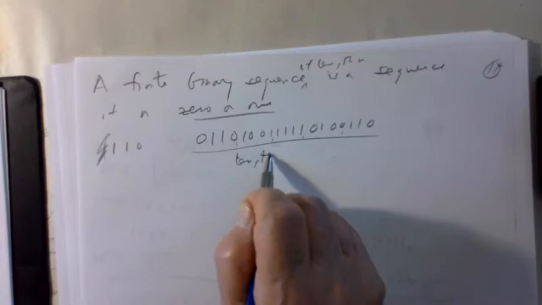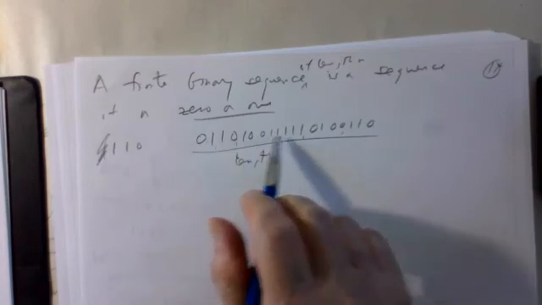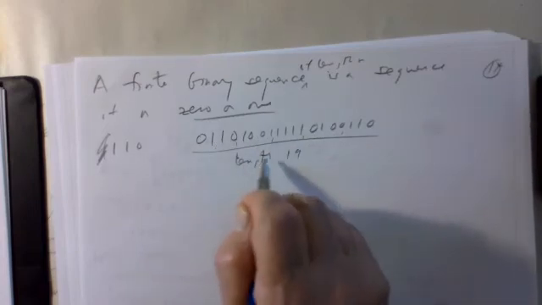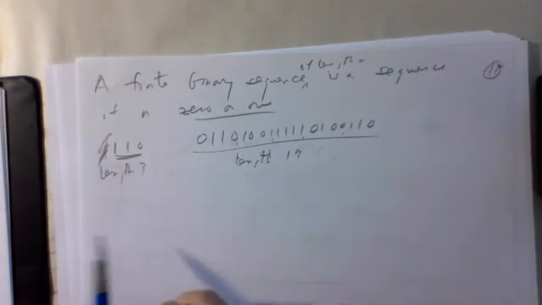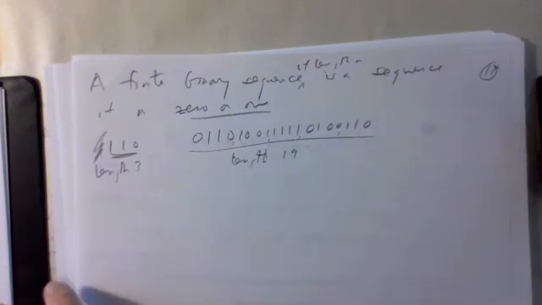So this binary sequence has length 4, and this one has length 19. This binary sequence has length 3. These are binary sequences.